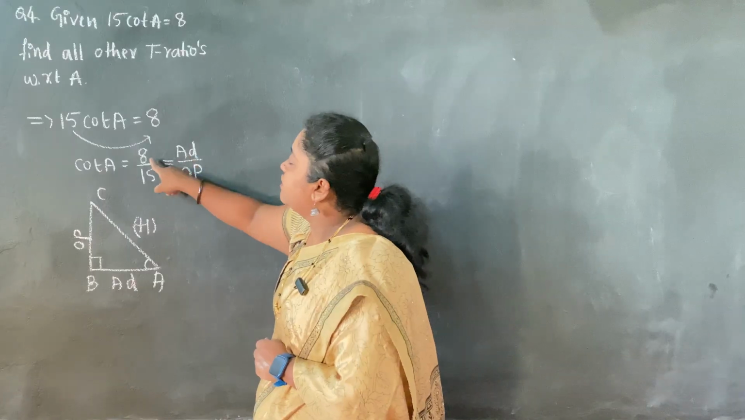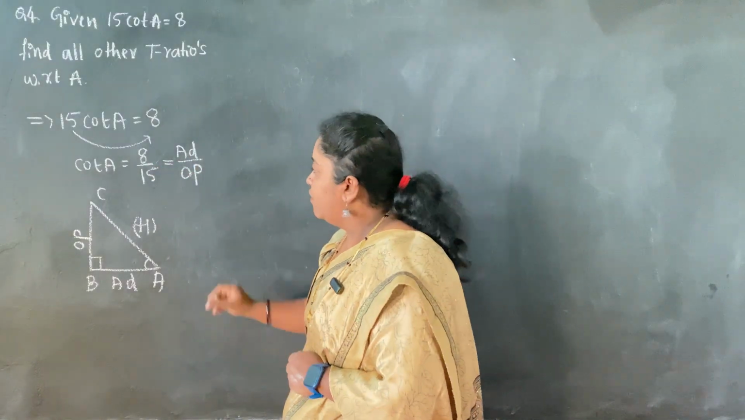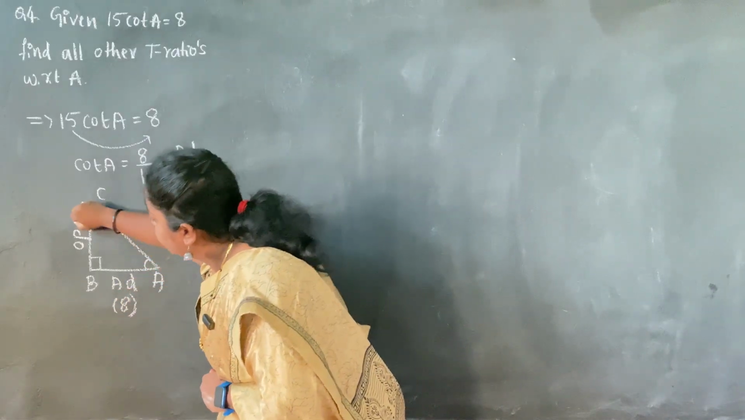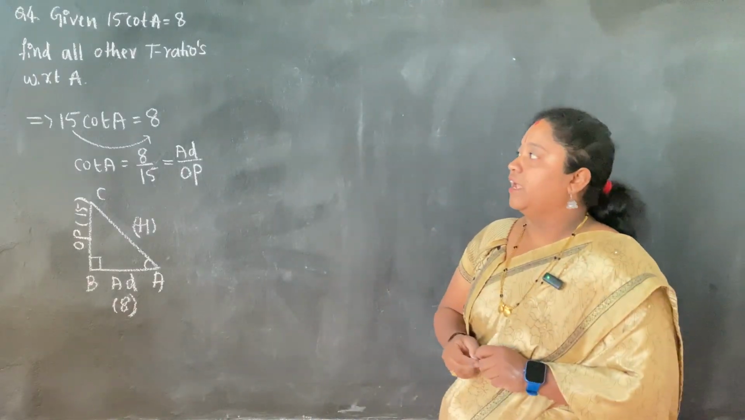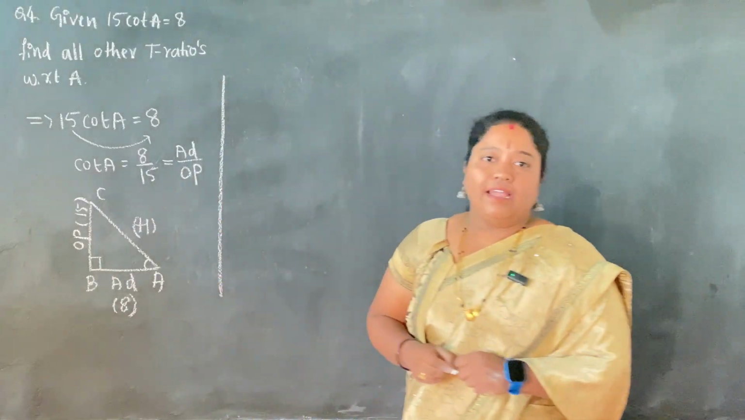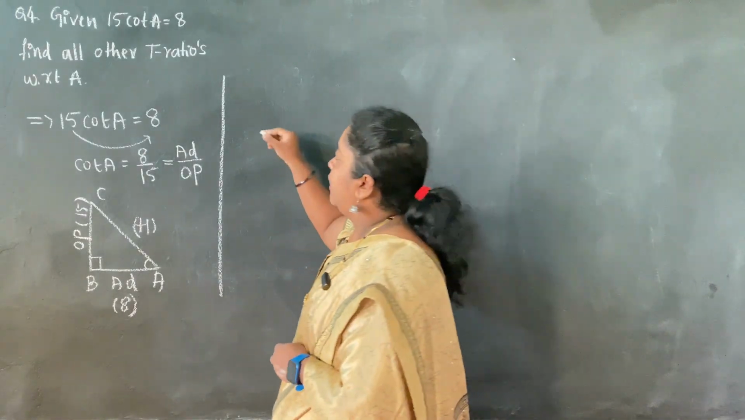See, adjacent is provided as 8 and opposite is provided as 15. We'll write adjacent is 8 and opposite is 15. Now let me find the value of the hypotenuse, and you know that to find any side in the right angle triangle we have to go for Pythagoras theorem. Fine, we'll apply the Pythagoras theorem.